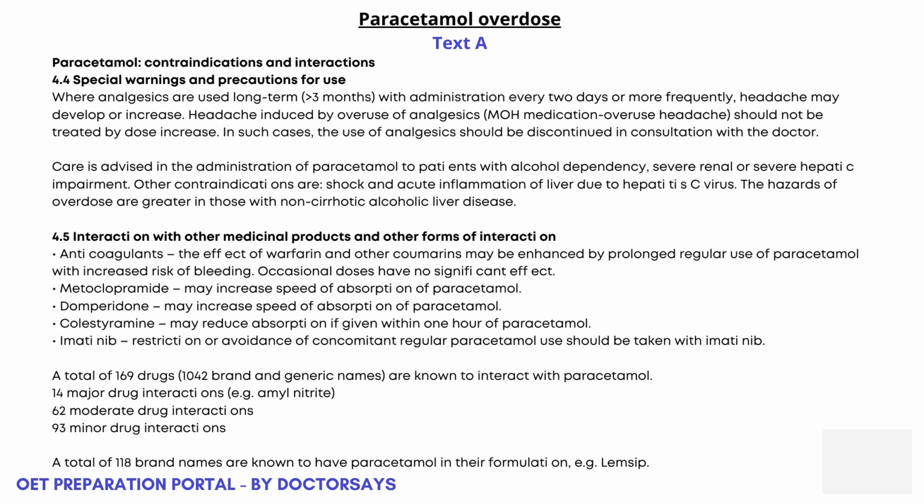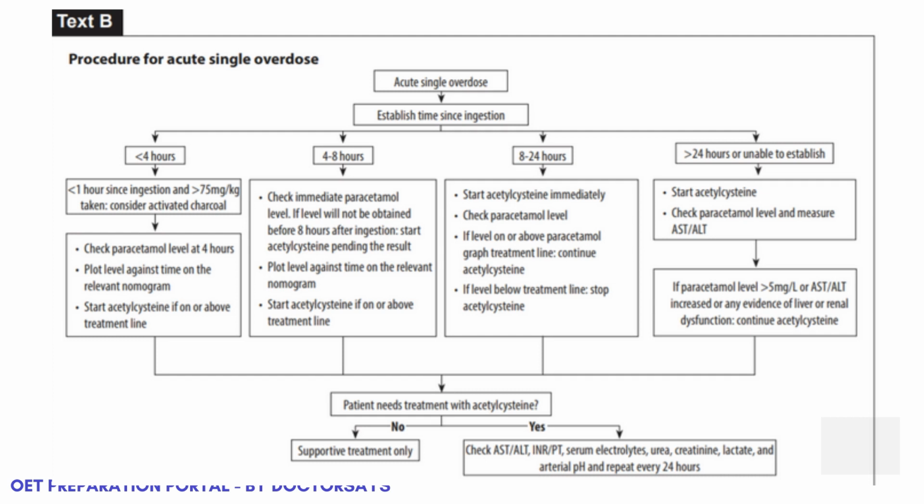So let's quickly move towards the text box B. It is very clearly drawn a flow chart over here which is telling what are the procedures for acute single overdose. That means what are the steps going to be followed when you receive a patient with a single overdose of paracetamol. You need to establish the time since the ingestion of paracetamol was given. Was it less than 4 hours? Was it more than 4 hours? And then what steps are you going to take?